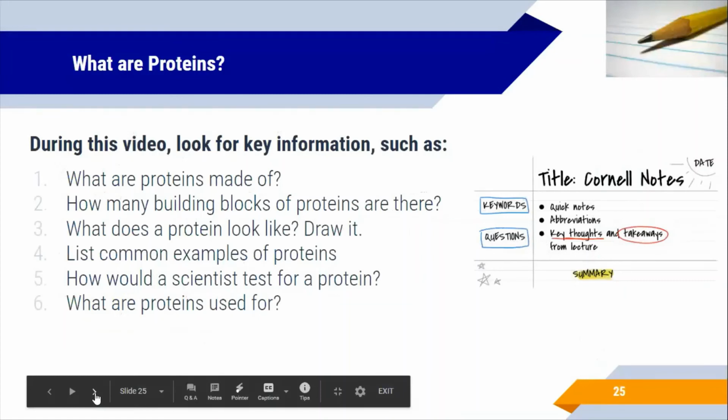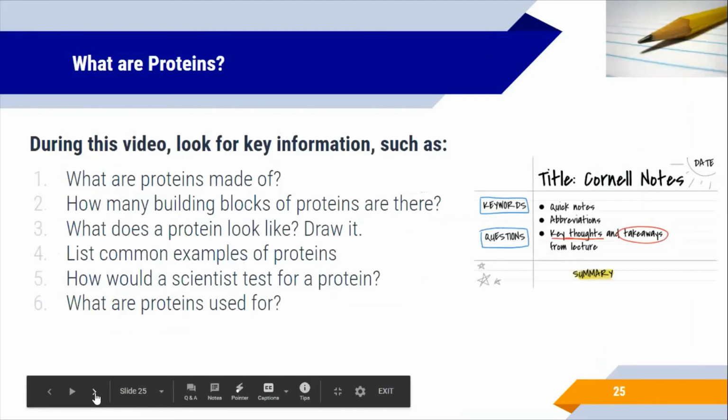Our last video. What are proteins? Take 2 minutes to copy down your look-fors on the left side of your paper for your Cornell notes, because you will be taking notes on the right side. After that 2 minutes, we will begin the video.